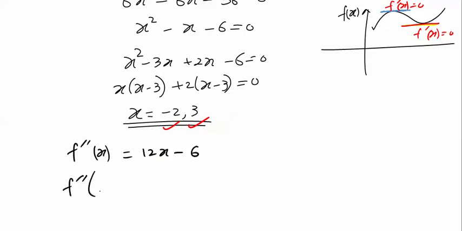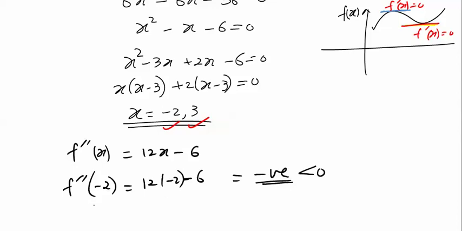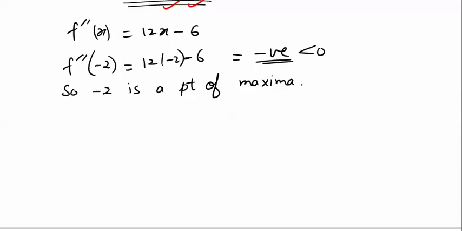f'' of -2. It will become 12 into -2 minus 6. So this will be positive or negative? It will be negative. You don't want the value. If it is negative, it will be less than 0. So -2 is a point of maxima. You also wanted the point of maxima, isn't it? Let us check it.